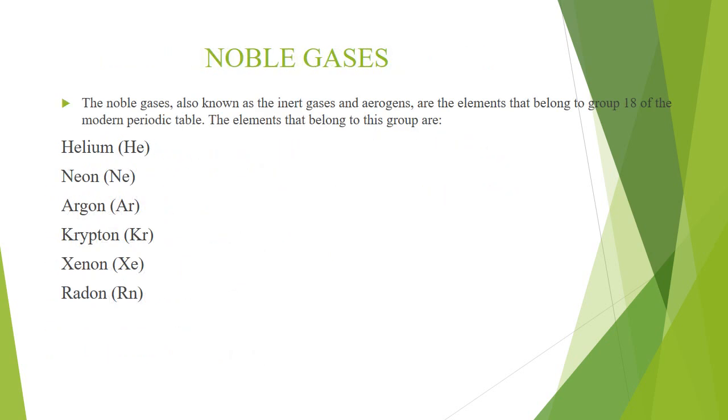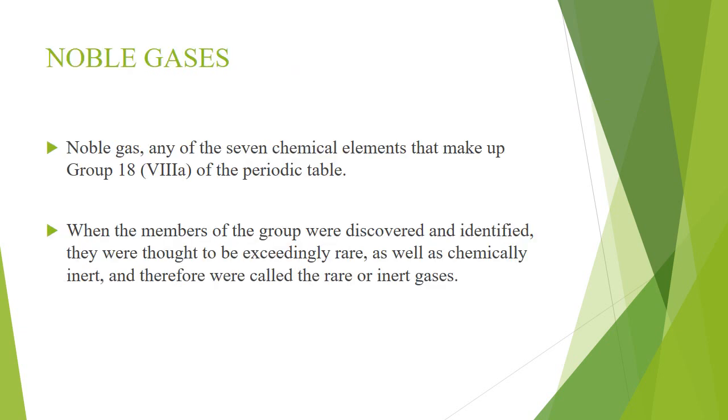Noble gases. Noble gases are also known as the inert gases, and aerogens are the elements that belong to group 18 of the modern periodic table. The elements that belong to this group are helium He, neon Ne, argon Ar, krypton Kr, xenon Xe, radon Rn.